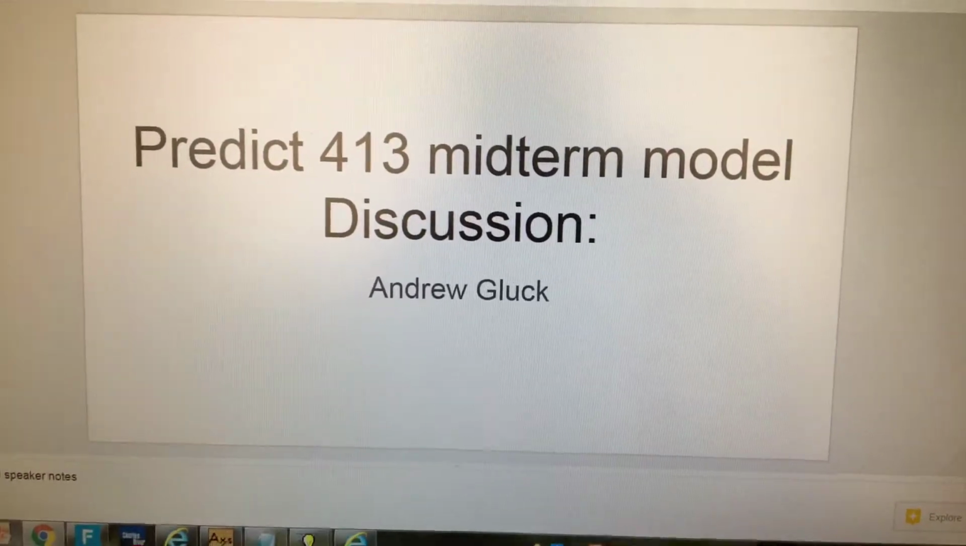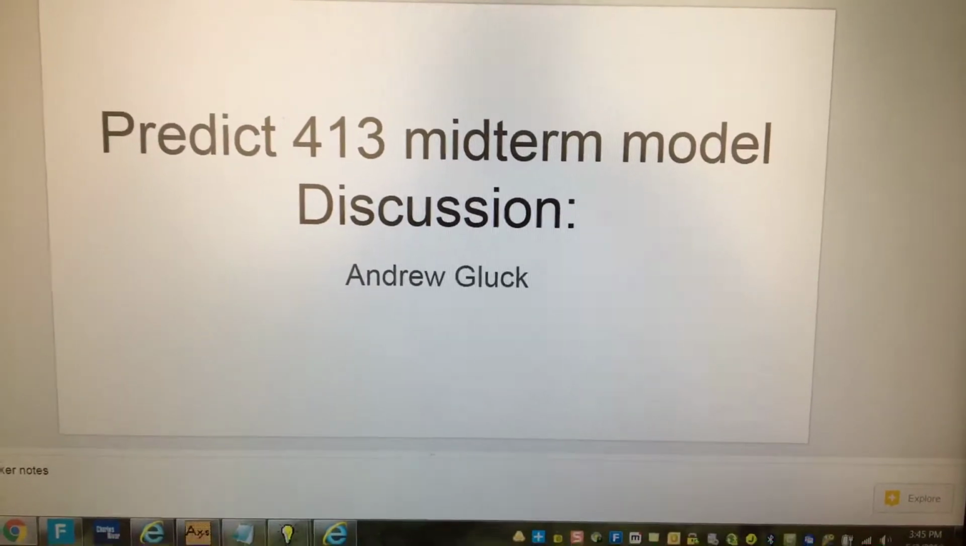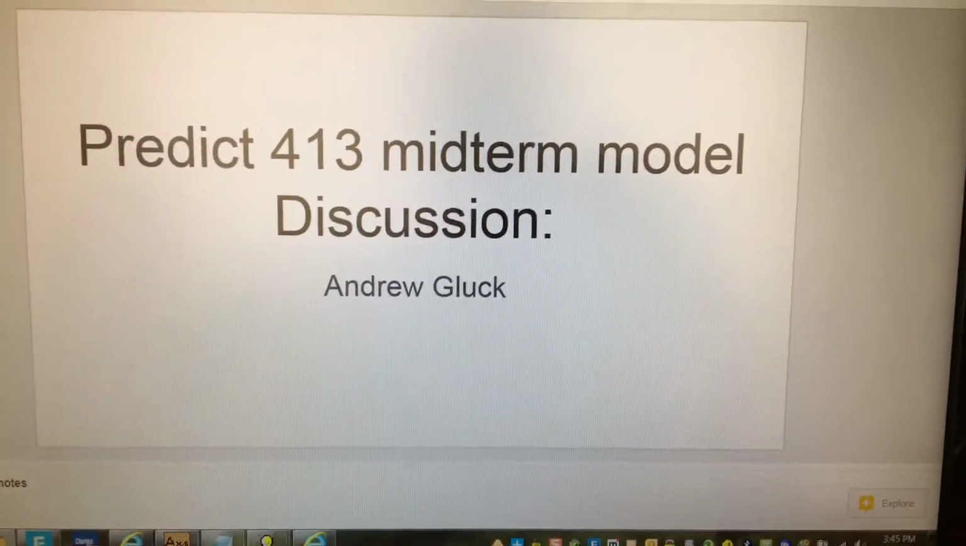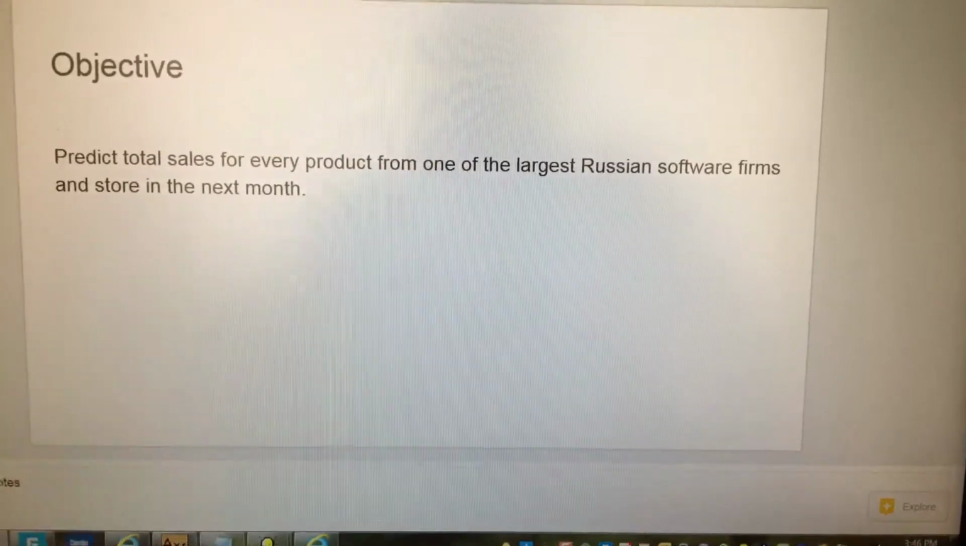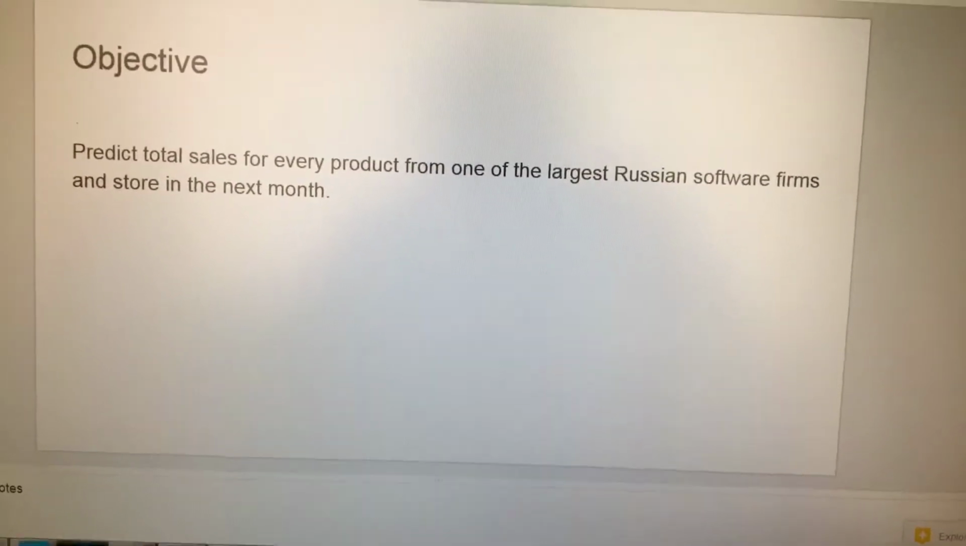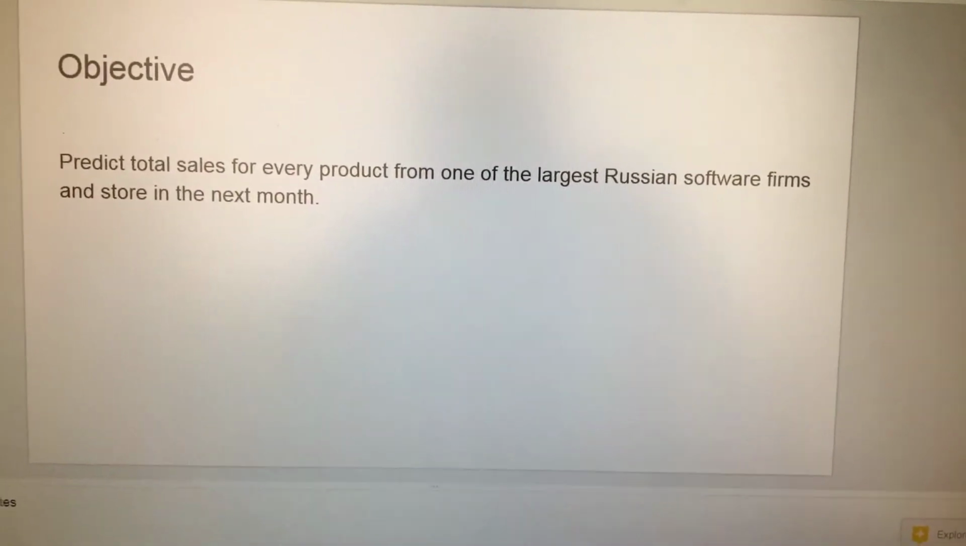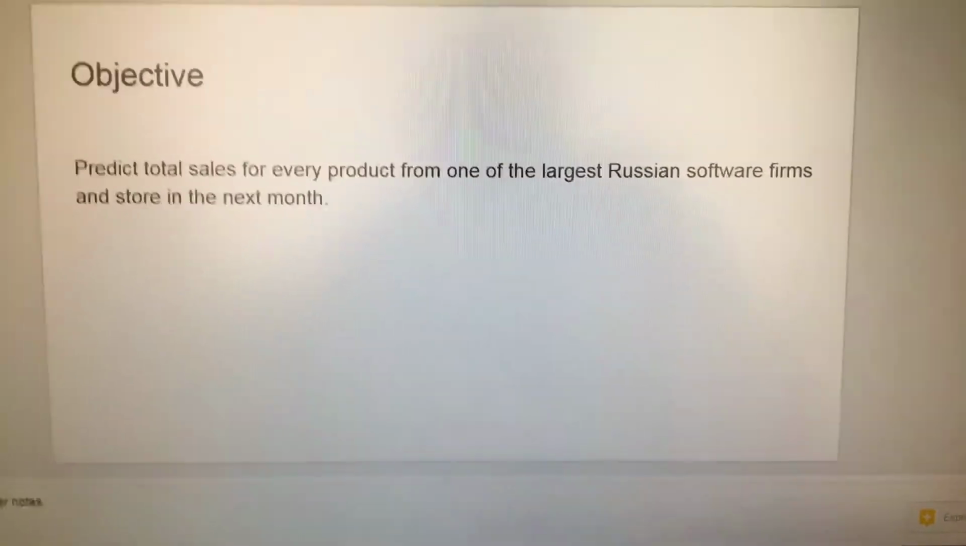I'm old school, so I still call it Predict 413, but this is the approach I took for the project. As we all know, the objective is to predict total sales for every product from one of the largest Russian software firms over the next month.